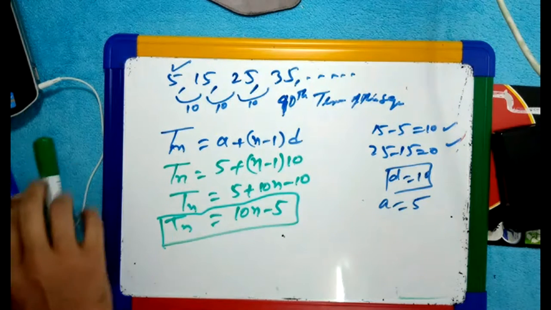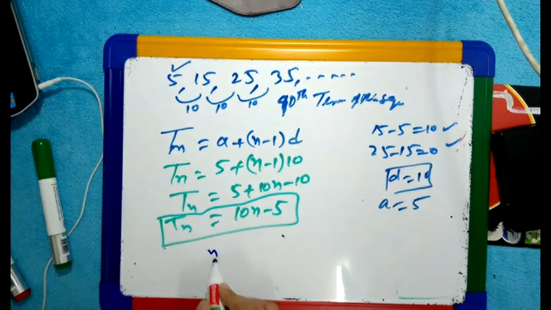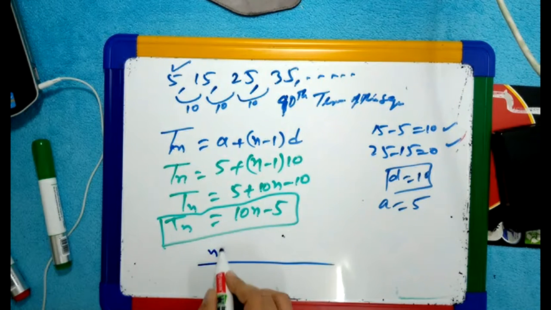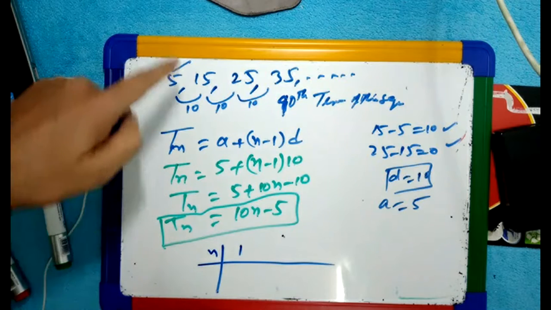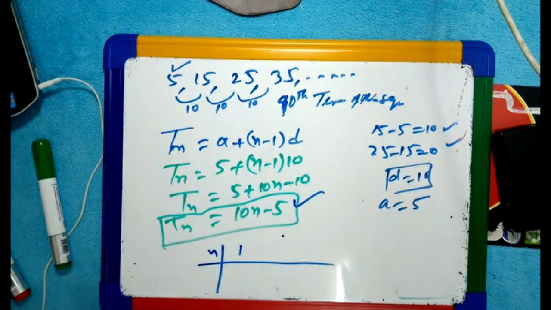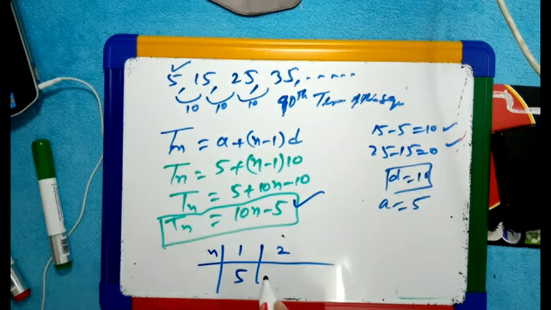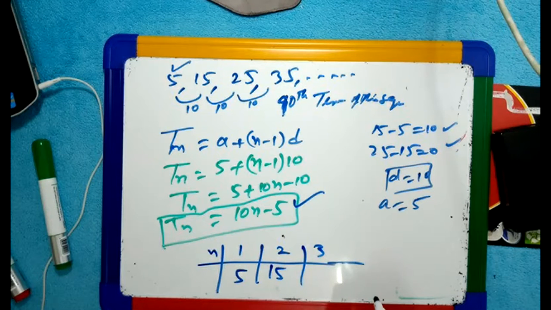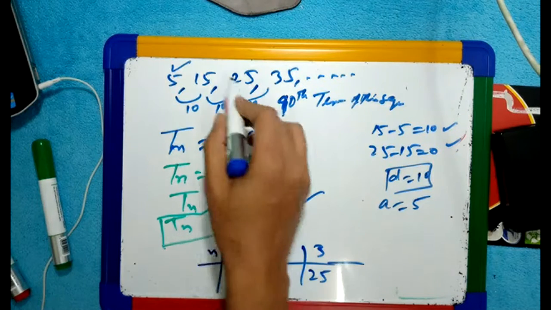If I put in values of n one by one, if I put n equal to 1, what is the answer? The first term, 5. If I put 2, it is 15. If I put 3, it is 25. So my sequence is confirmed. It's working. So this is your general term.